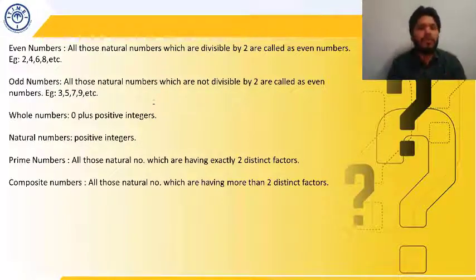6 again is a composite number because how many factors of 6 are there? 1, 2, 3, 6. So 4 factors of 6 are there. So 6 is again going to be a composite number. So like this we can define prime numbers and composite numbers.